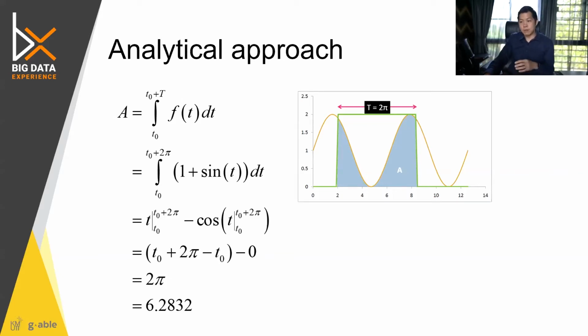If you use the pi constant, you get something like 6.283 and so on. So that's the area under the curve. Okay, so this is the analytical solution. Now we are going to estimate this without integration. So how to do that?